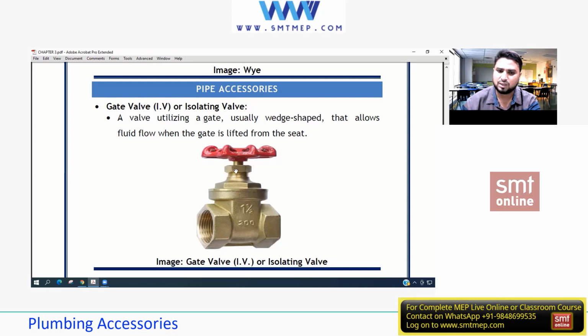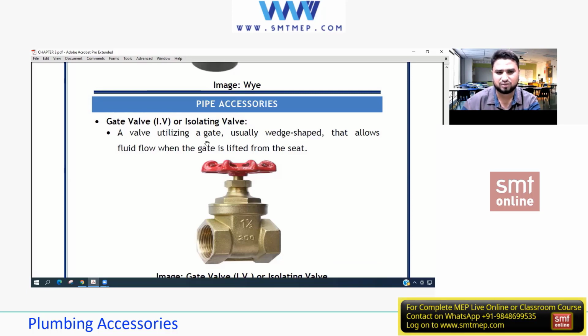This is the most important thing whenever we have a gate valve or IV. I can say IVs are like ball valves and one more. Why IV? Isolating valve. All IVs should be completely open or completely closed. Isolating valve, it is isolated, yes or no? Not regulating. A gate valve is a valve utilizing a gate, usually wedge shape, that allows the fluid through when the gate is lifted.